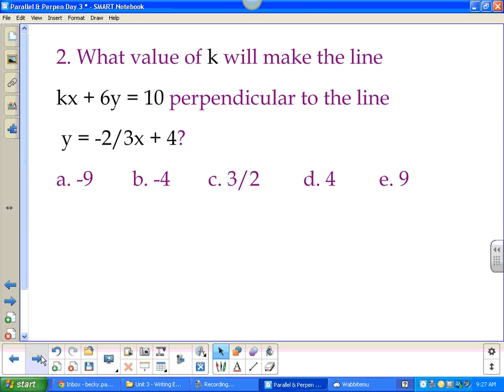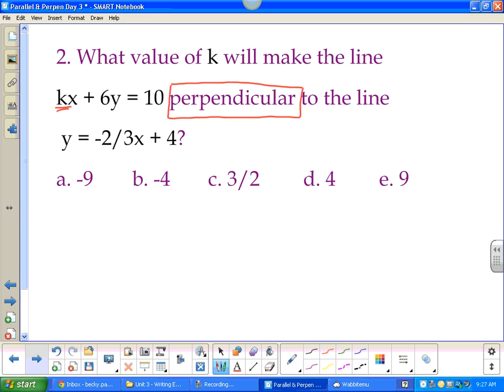Number 2, what would be the value of k that will make that equation perpendicular to the line y = -2/3 x + 4? So I want to be perpendicular. Oh, I've got this weird k here. But I want to be perpendicular to him, so I know I want my slope to be +3/2. And you can see that that's an answer right here. That's not what it's asking. It's not asking what the slope needs to be. But I need to know that I want my slope to be a positive 3 over 2.